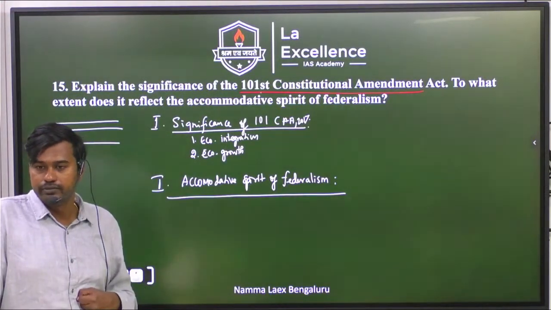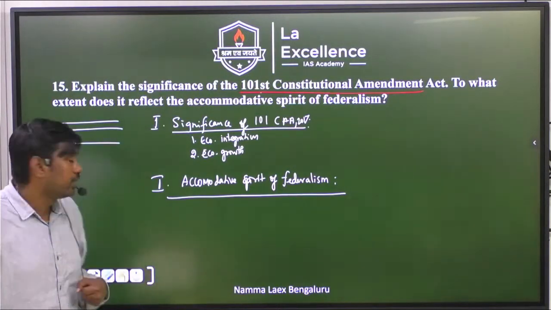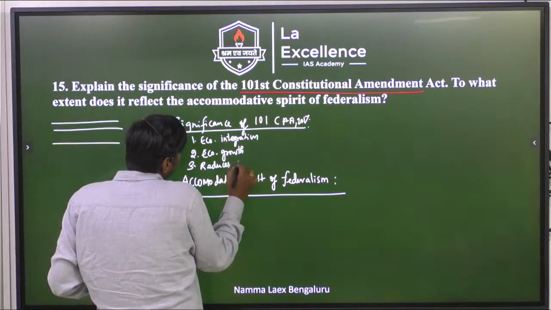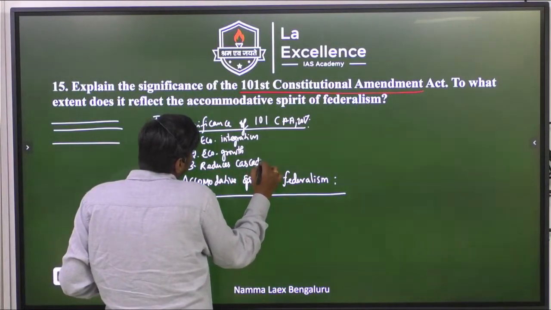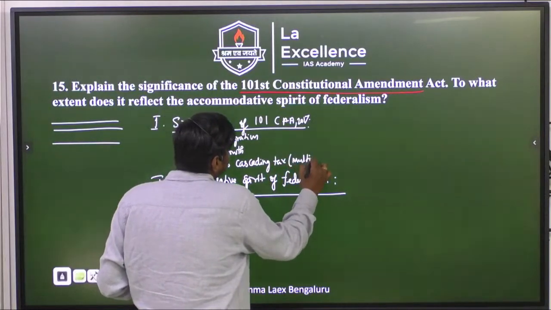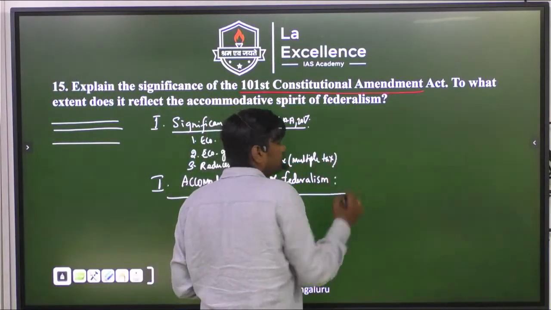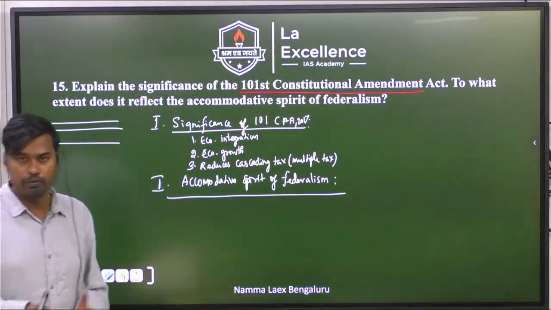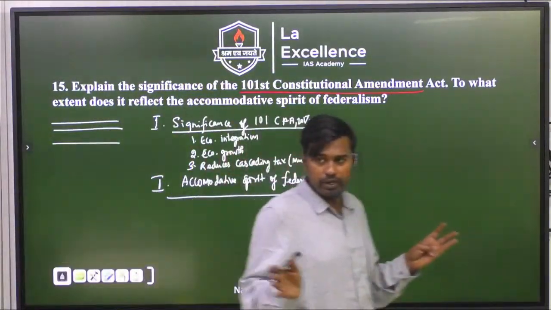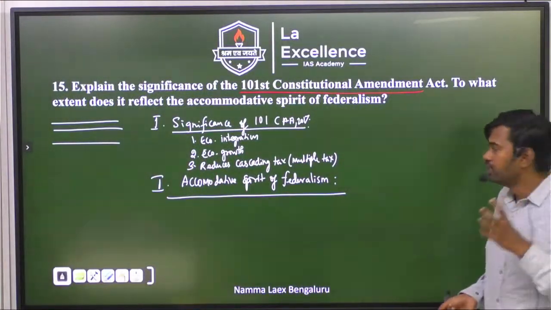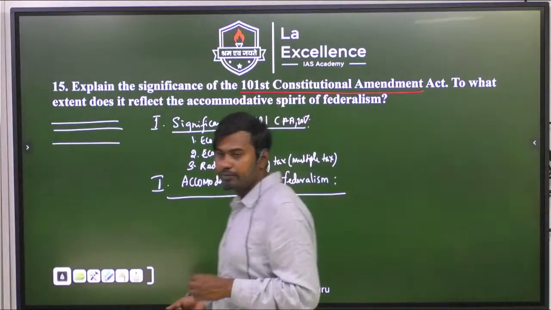Then it reduces cascading tax. You can write about cascading tax. That is multiple tax. Instead of multiple tax, now we have a single tax, that is GST. Before, you used to have central government tax, then state government tax, so many indirect taxes were levied, but now we are having only a single GST for the country.